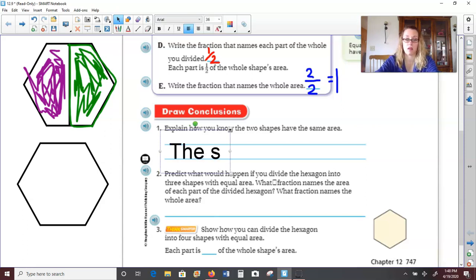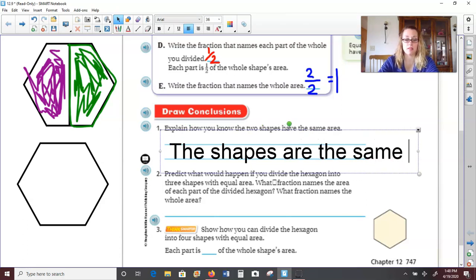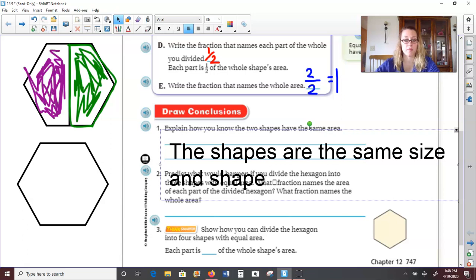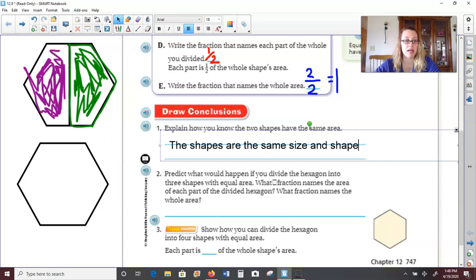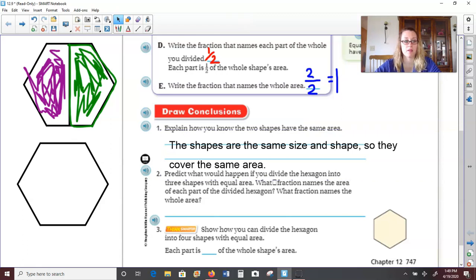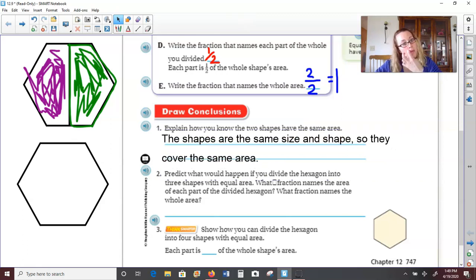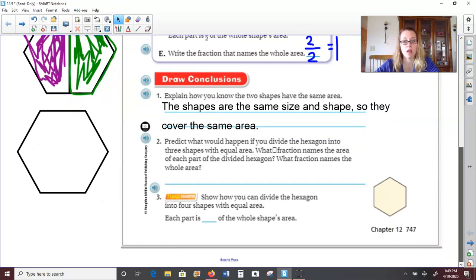Okay? So the shapes are the same size and shape. I need to make my writing a little bit smaller here. So because the shapes are the same size and shape, they take up the same area. So they cover the same area. Okay? And if we had pattern blocks, we would be putting pattern blocks on each part of the hexagon that we divided it into, and we would see that the areas are exactly the same.